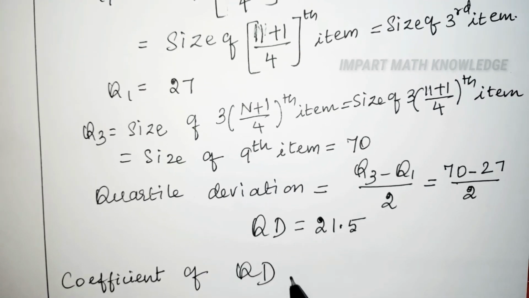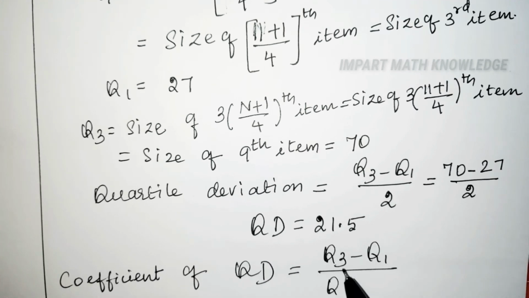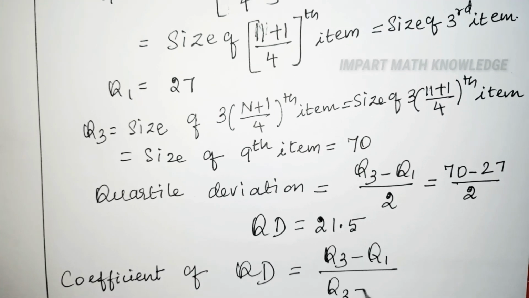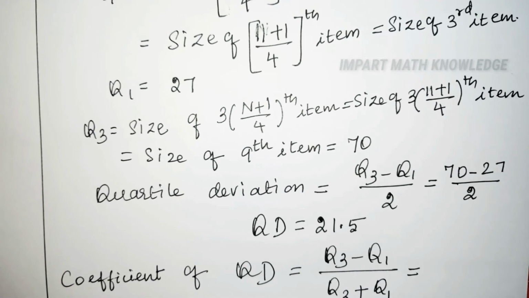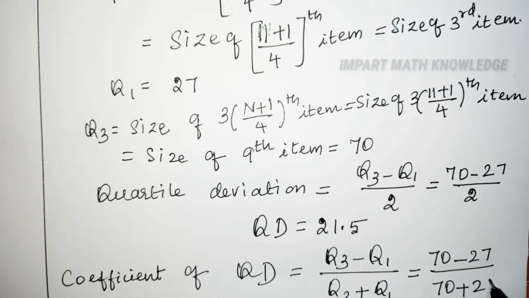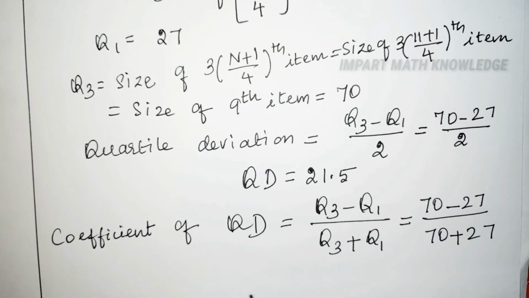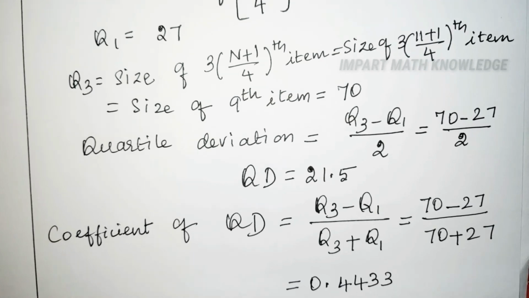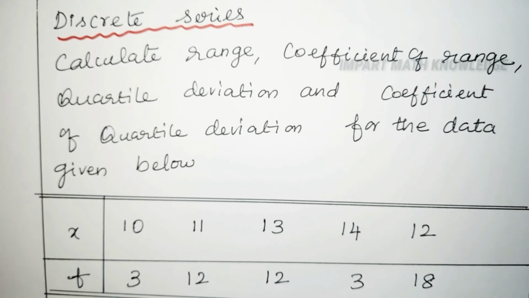Coefficient of quartile deviation is Q3 minus Q1 divided by Q3 plus Q1, where Q3 is 70 and Q1 is 27, so 70 minus 27 divided by 70 plus 27. This is equal to 0.4433. Quartile deviation is 21.5. Coefficient of quartile deviation is 0.4433.